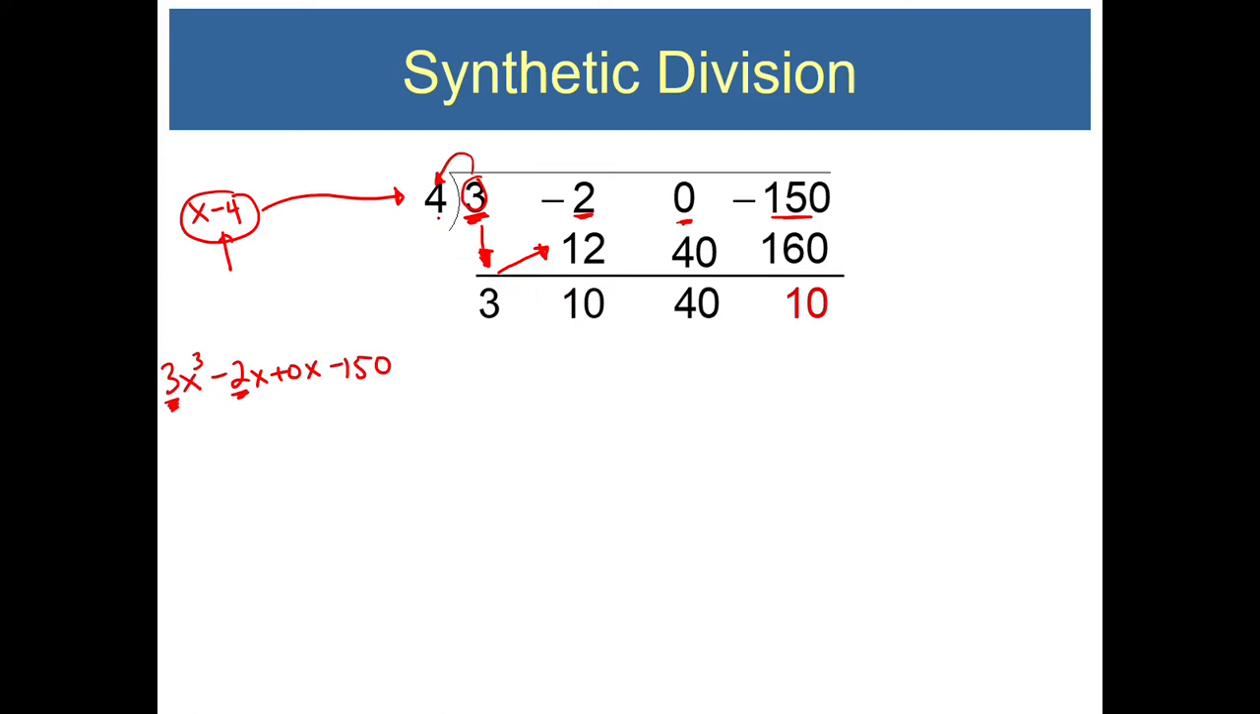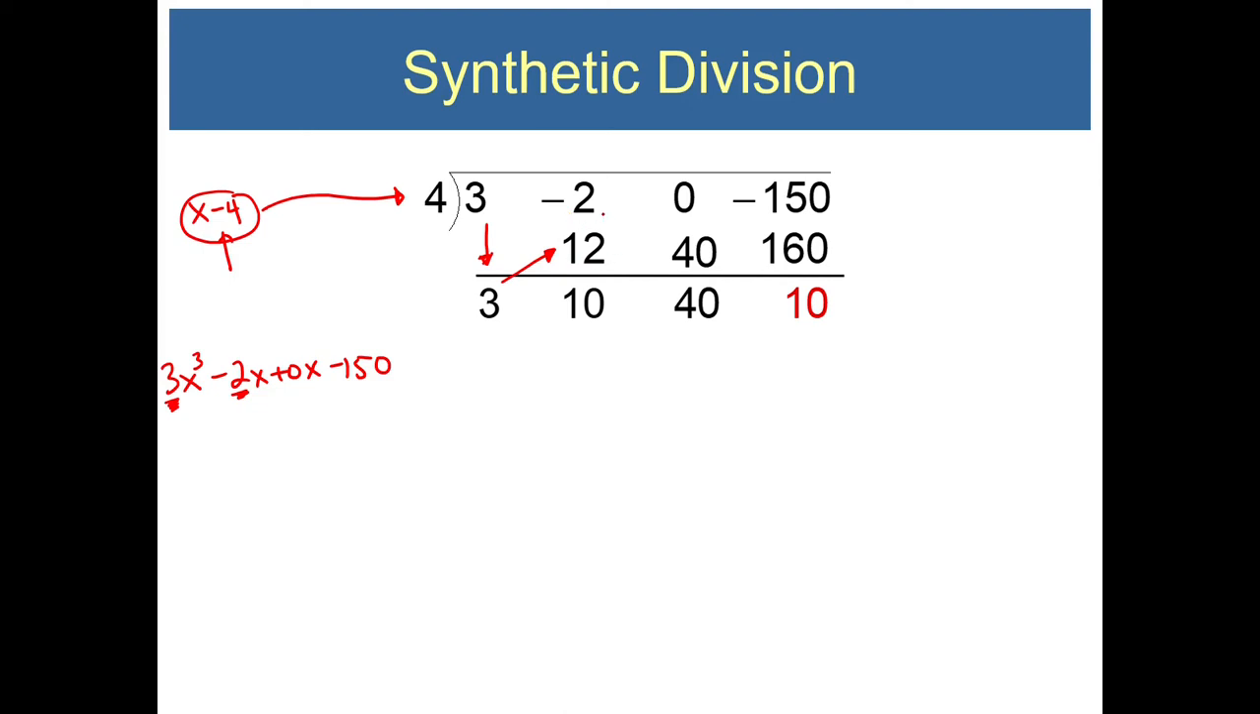Then I'm going to multiply 4 times 10, and that's going to give us the 40. So let's go through how the synthetic process works. We're going to first drop down the 3, and then we're going to multiply 4 times 3. 4 times 3 gives us 12, and we're going to put the 12 in the next column below our negative 2.